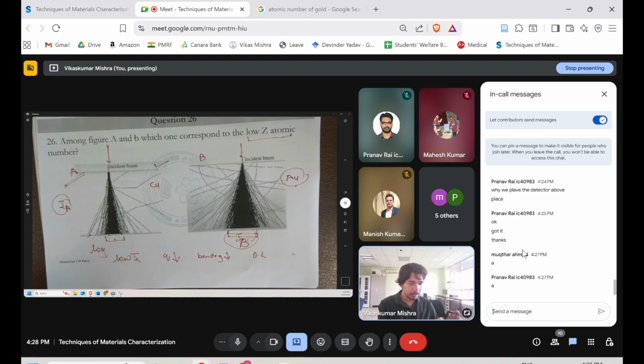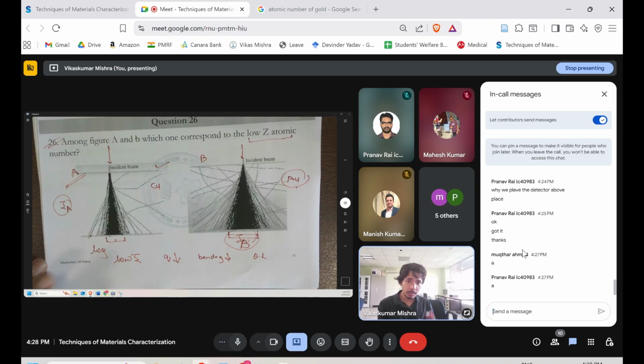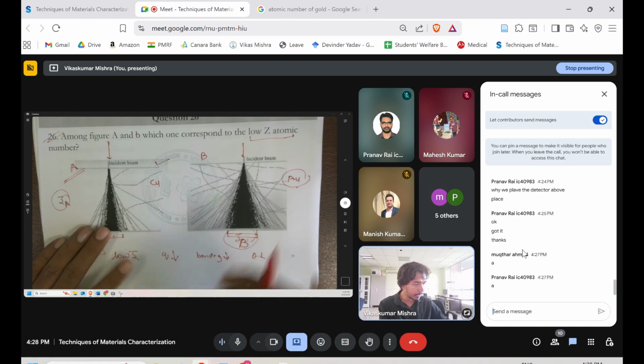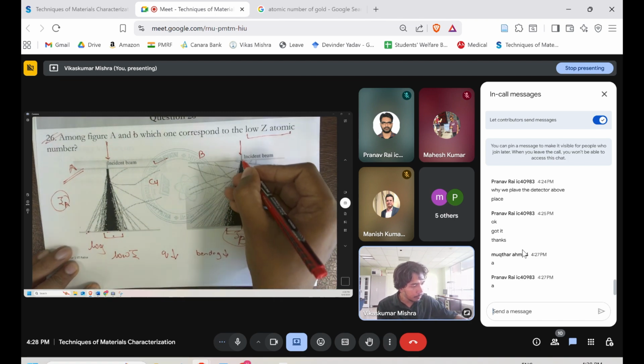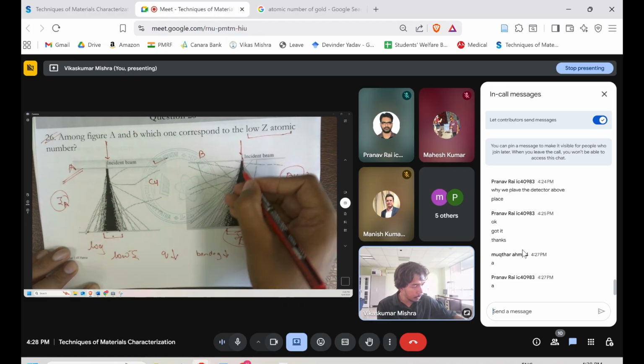There will be, but it won't be as significant as it is over here. This question is done. Now I'm just telling a few more things. You see from the angle, right now, 0 angle. Keep on increasing the angle. What are you seeing?